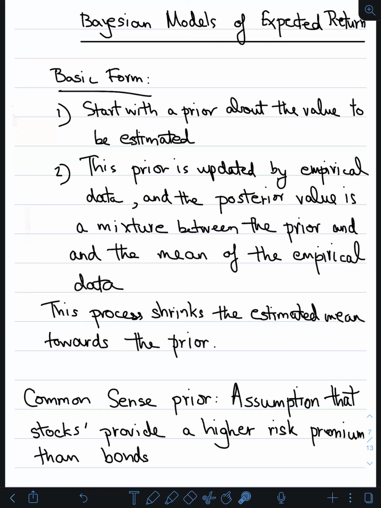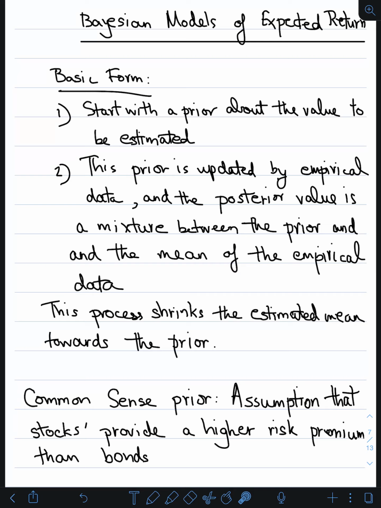So you start with the prior, and a prior is just some previous information that you have about that particular thing you're trying to predict, and then you use that prior along with empirical data. Okay, so the prior is updated by empirical data, and then the posterior value is generated. Okay, what's the posterior value? Something that comes out after you use the prior with the empirical data. Okay, the posterior value then is a mixture between the prior and the mean of the empirical data.